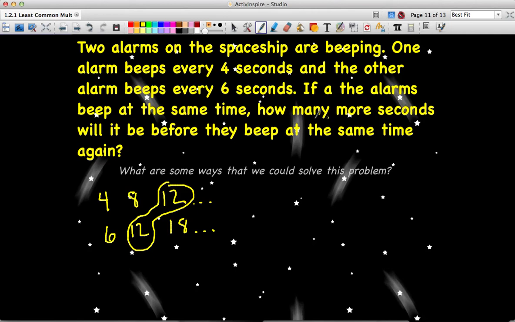So how many more seconds will it be before they beep at the same time again? If 12 is the least common multiple, it'll be another 12 seconds before they beep together again. Because that's the smallest number that they have in common. So that's the smallest amount of time in between beeps that they would beep the same.